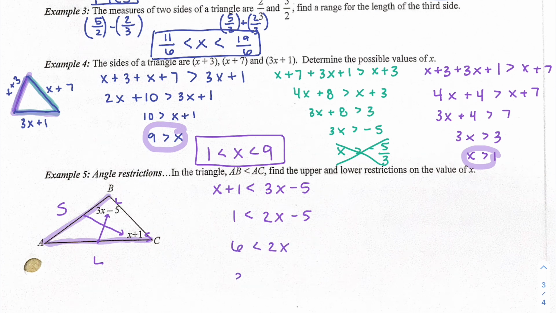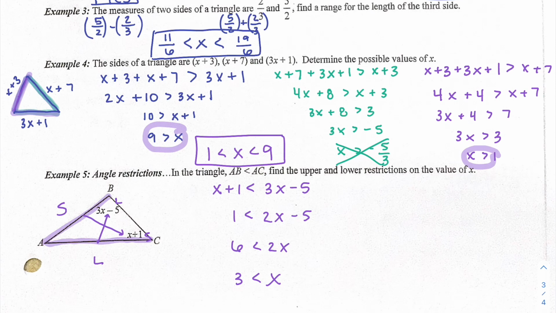And I can solve for that. I'm going to subtract x from both sides. Add 5 to both sides. And divide by 2. All right, and I have that x has to be greater than 3. Now, that is the lower restriction. That's the lowest number x can be.